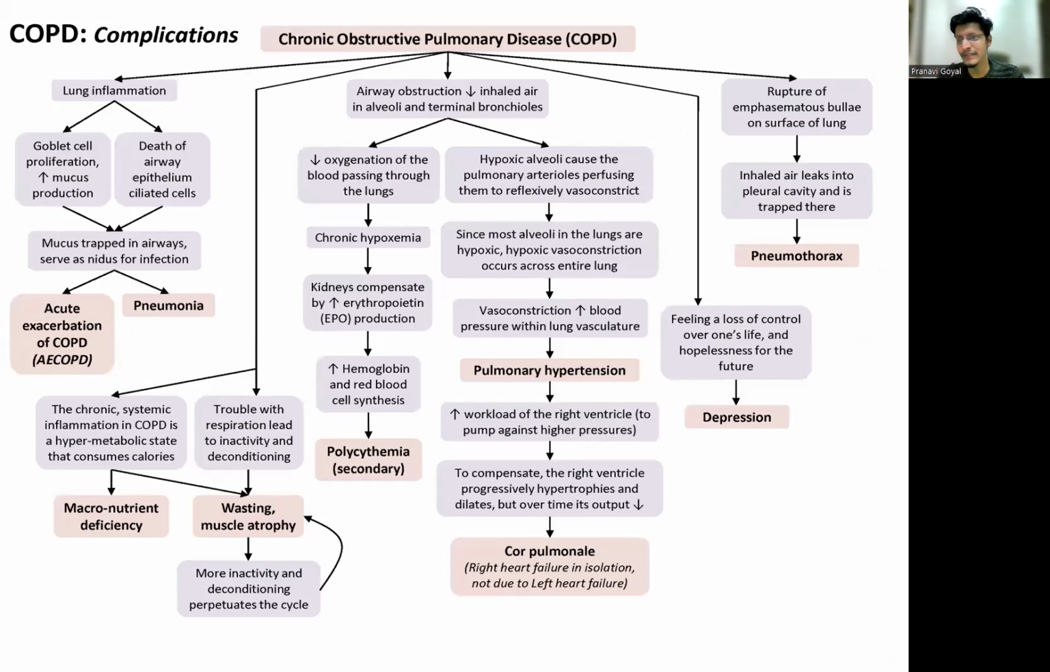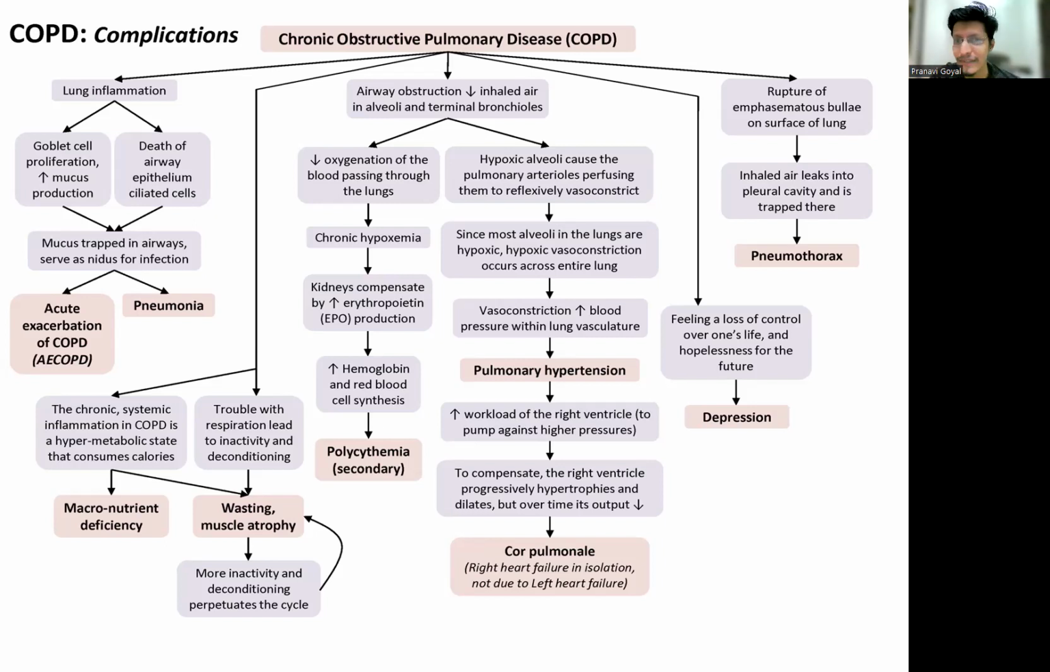What are the complications that can occur with COPD? So first, because of a lot of inflammation, goblet cell proliferation, and release of cytokines and mucus, there occurs trapped mucus and trapped air, causing acute exacerbation of COPD and pneumonia. Second, because of a lot of effort and energy expenditure, the patient goes into a catabolic state, leading to macro and micronutrient deficiency, leading to wasting of muscles, protein, energy, and malnutrition.